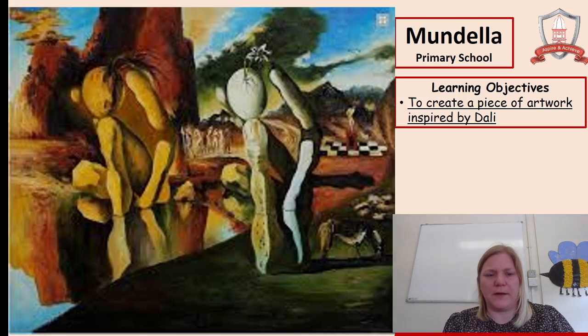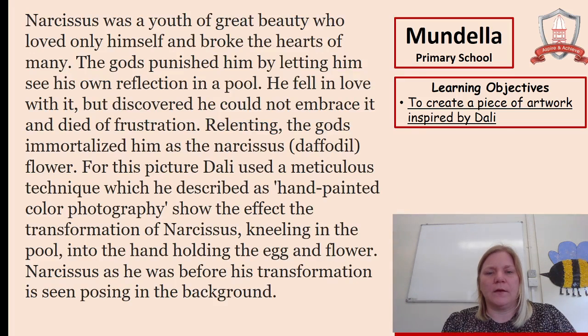If we look back at the picture, you can see him looking into the pool of water. You can see his reflection, can't you? He fell in love with it. So he fell in love with the reflection of himself. But he discovered he could not embrace it, and he died of frustration. Relenting, the gods immortalised him as the Narcissus, which is the daffodil flower.